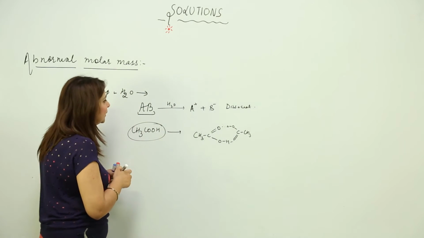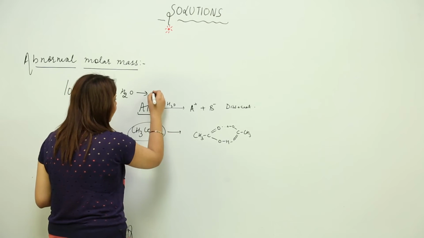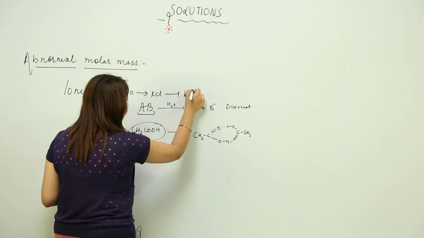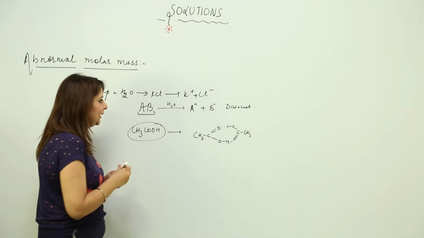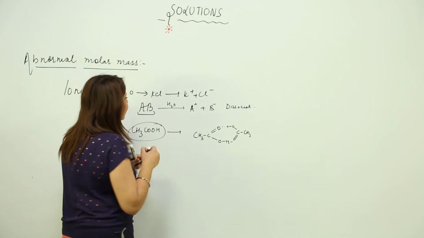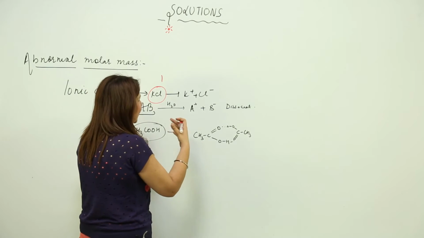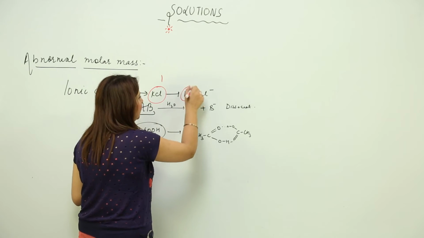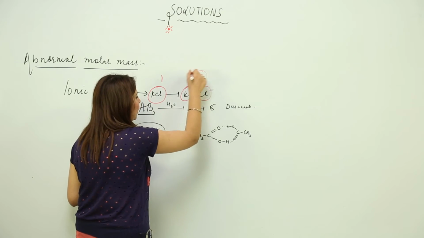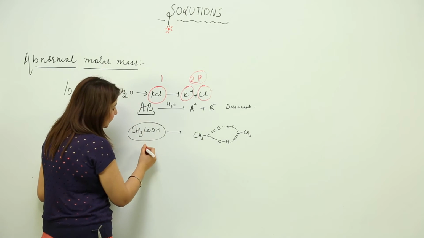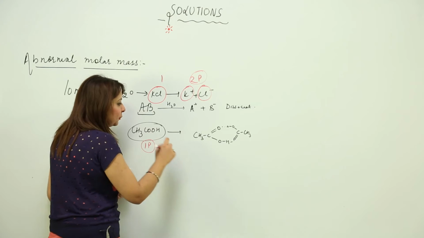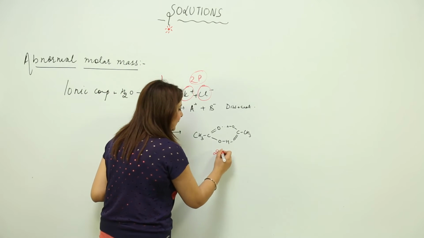Here we take an example in terms of KCl. This is my ionic compound. Earlier KCl was 1 particle, but after dissolving in water, it becomes 2 particles now. Likewise, the particle of ethanoic acid was 1, but after mixing we get 2 particles as a result.